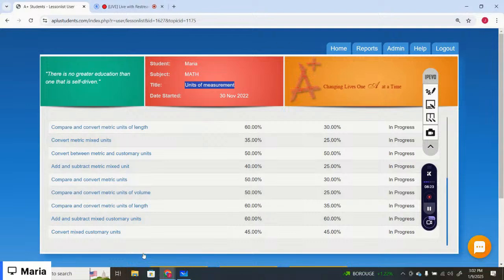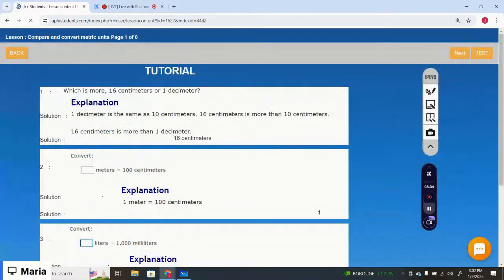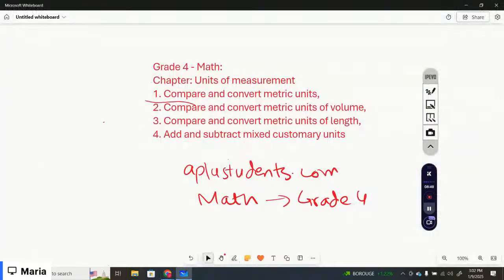Here I am on grade 4 math. The chapter we're on right now is unit of measurement. Let's just start with the lesson that is compare and convert metric units. Let's just start with the examples, which is more, 16 centimeter or 1 decimeter. So basically, you need to learn the basic conversion units, right? I'm going to write them down on the board. You can note them down so that you can remember them later.